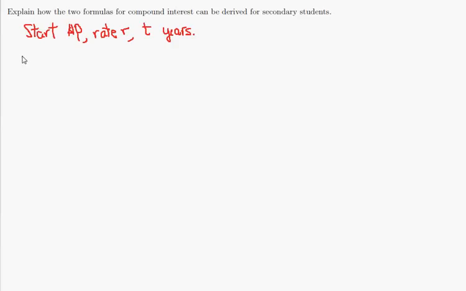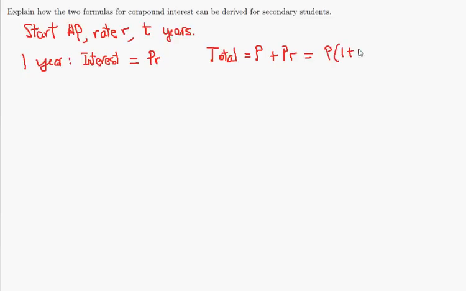Then after 1 year, the interest would be equal to P times R, and so the total amount would be equal to the original P plus P times R, which works out to be P times 1 plus R. So that's after 1 year.